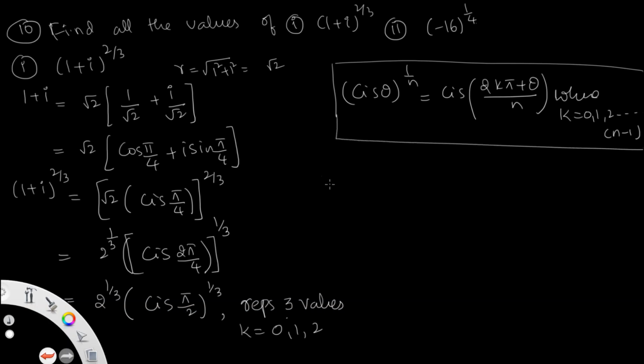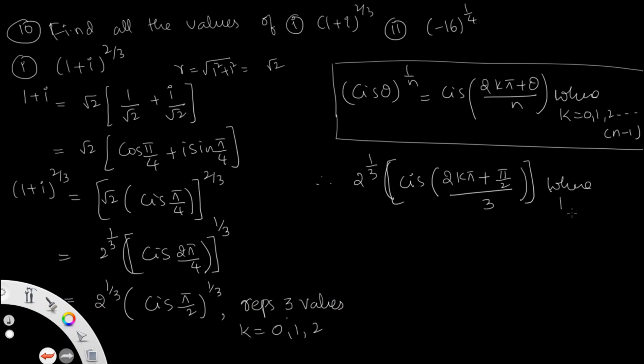Therefore, 2 to the power of 1 by 3 into cis of (2k pi plus theta, that is pi by 2) by n, that is 3, where k equals how many values? 3 values. So now the last step is 2 to the power of 1 by 3 into cis of, taking LCM, (4k pi plus pi) by 6, that is (4k plus 1) into pi by 6, where k equals 0, 1, 2.